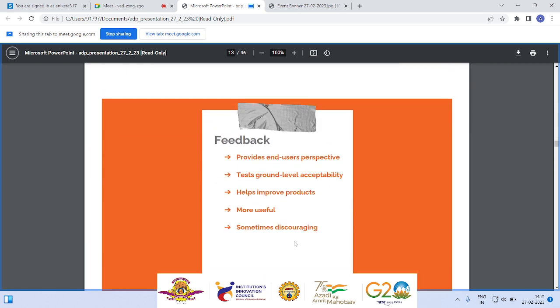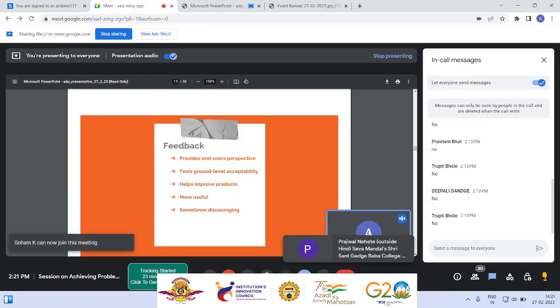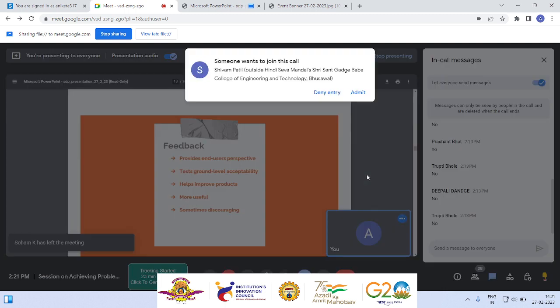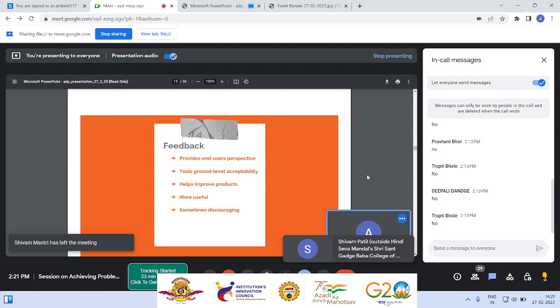Next, an important part of any product is feedback. Suppose a product is being launched and promoted. It's a good marketing strategy to promote a product. It is being promoted by a celebrity or a person that has some impact. For example, the deputy chief minister of Maharashtra is promoting an agro product.